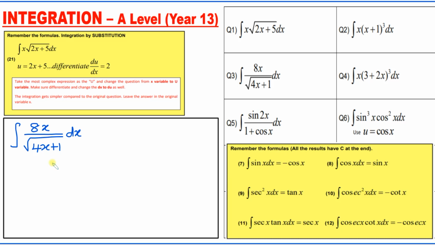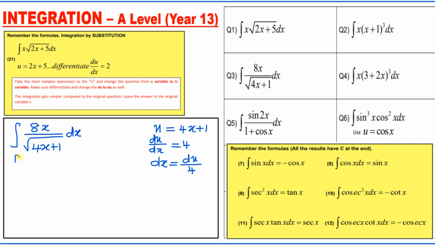Now, because of the square root in the denominator, we can't use the reverse chain rule, right? Making sure we already got the reverse chain rule idea, so that is not going to work here. So the answer is u equals 4x plus 1, and you can differentiate: du over dx is 4, and you make dx the subject, which is du over 4, right?